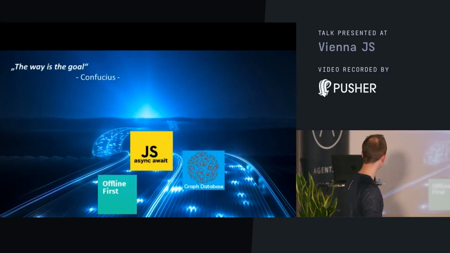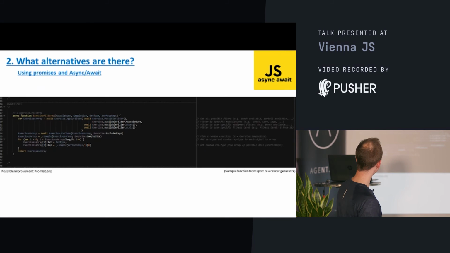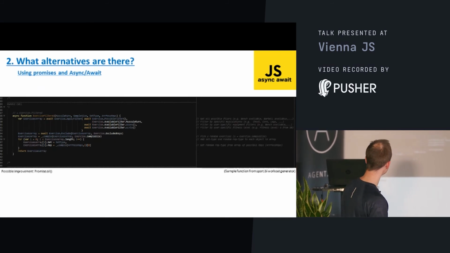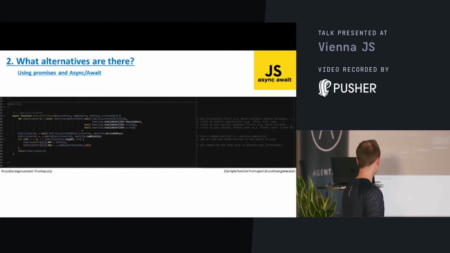Okay, my next point is JS async await. When I started to develop this JavaScript, I ran into the question, do I really have to do it like that? I couldn't really understand that there is no other way. And my second question was, of course, are there any alternatives? And yeah, the alternative is using promises and async await.